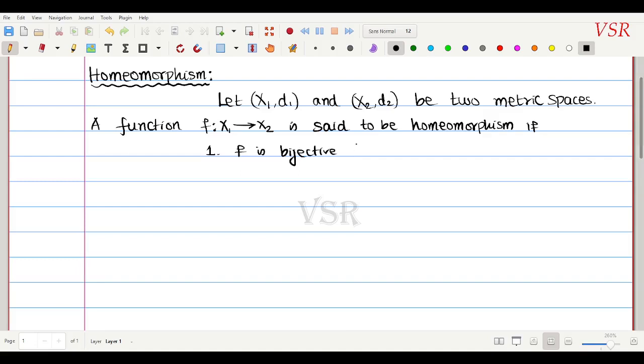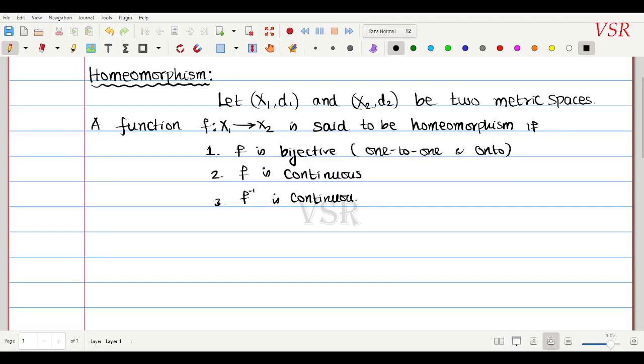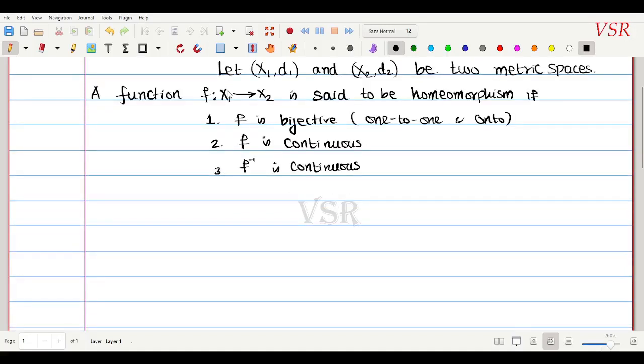What is bijective? This is one-to-one and onto. Number two, f is continuous. Number three, f inverse is continuous. Note that f inverse always exists, because f is one-to-one and onto. If we satisfy these three conditions, then we say that f is a homeomorphism.